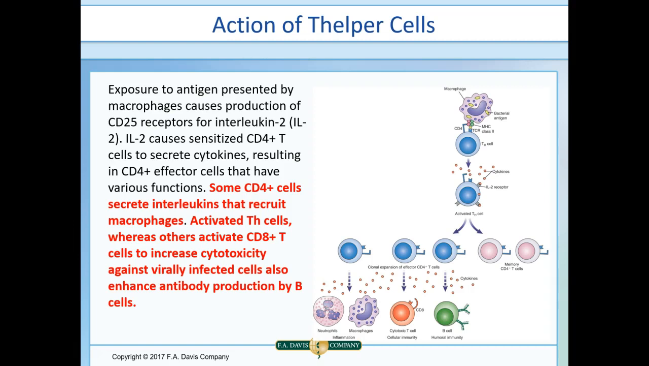That interleukin-2 causes the sensitized CD4 T cells to secrete cytokines, resulting in the T4 effector cells that have various functions. Some, and this is where it gets important, some CD4 cells secrete interleukins that recruit macrophages, activated T helper cells, whereas others activate CD8 T cells to increase cytotoxicity against viral infected cells, also enhance the antibody production of B cells. So they do end up working together in the end.